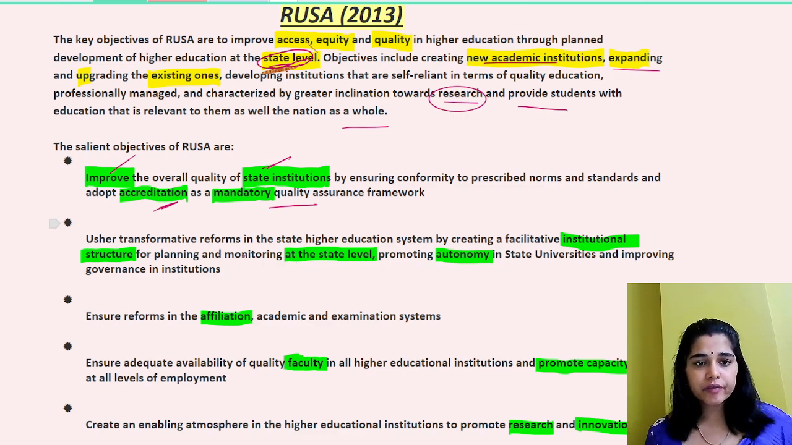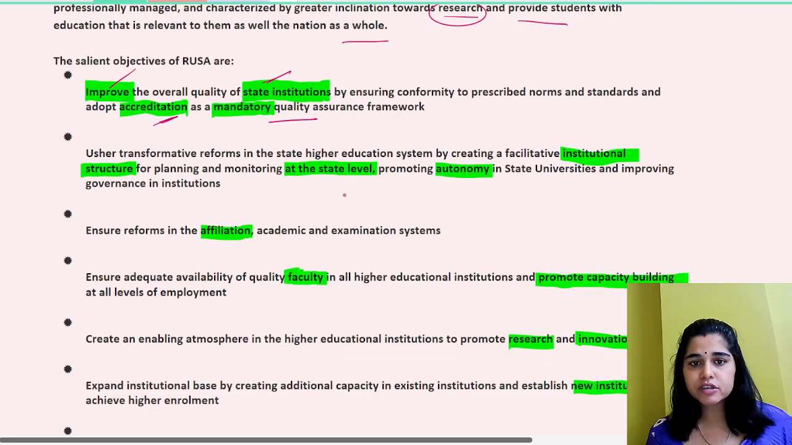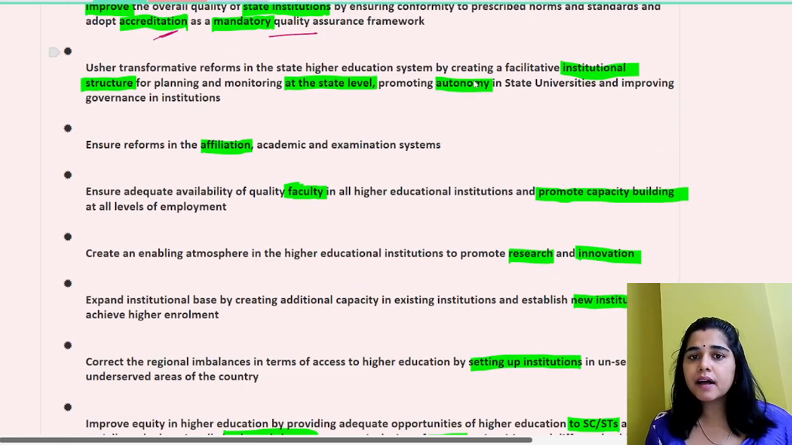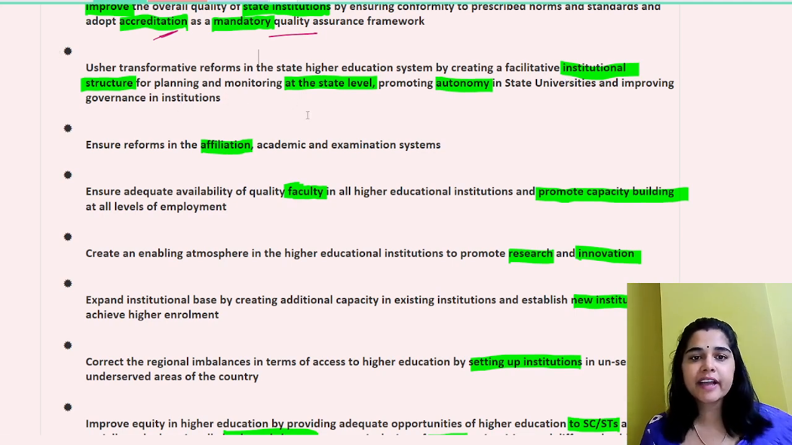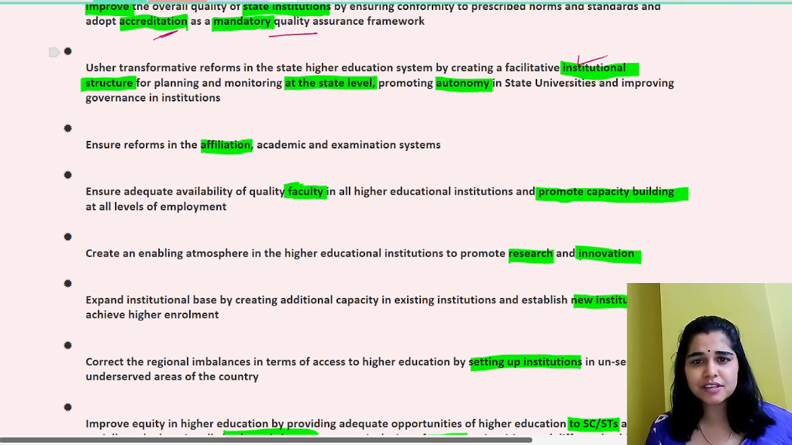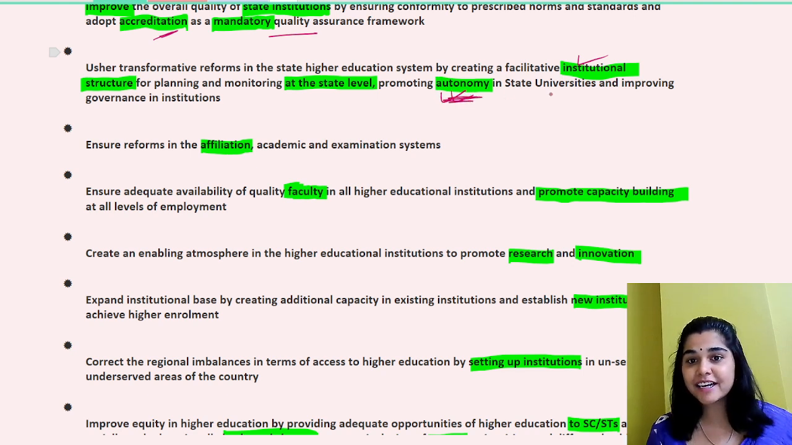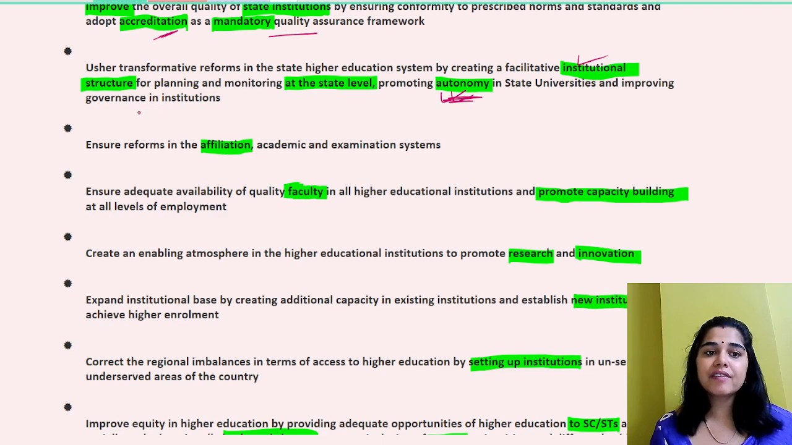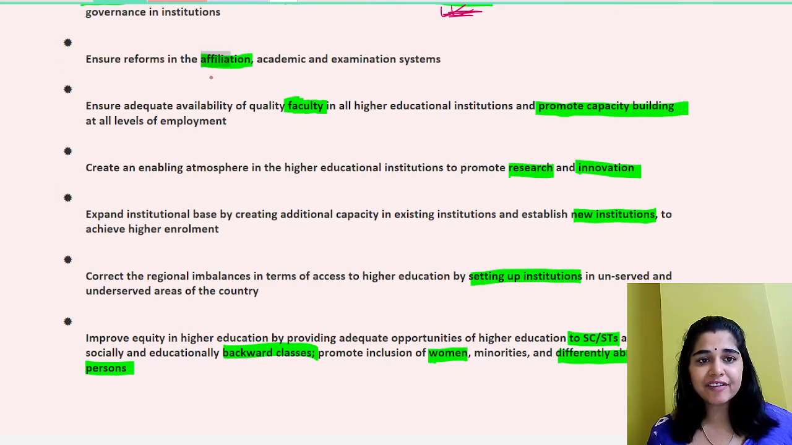Higher education reform in the state higher education system by creating a facilitative institutional structure for planning and monitoring at the state level. They are providing what at the state level? Creating the institutional structure and promoting autonomy. They are providing autonomy in the state universities, improving governance of institutions. They are providing autonomy, they are providing affiliation.